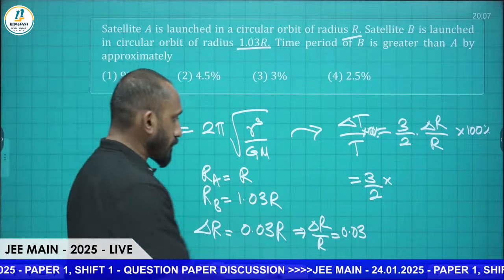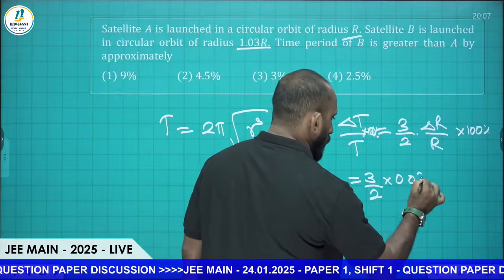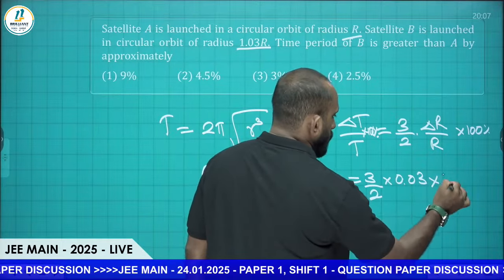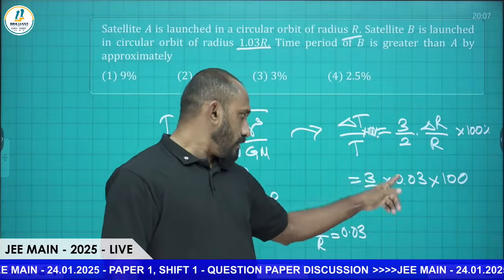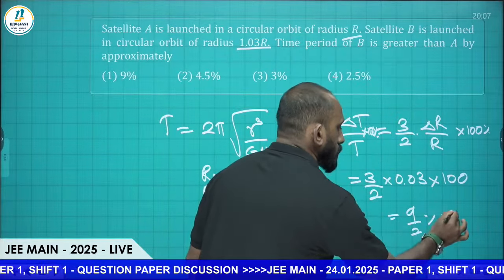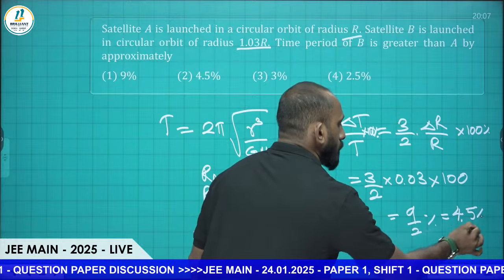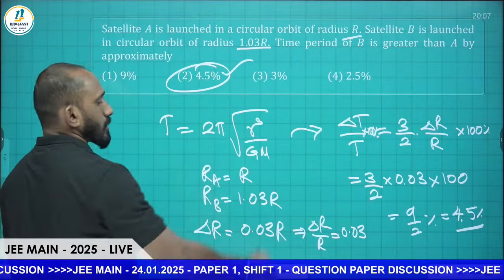So here, this will be equal to delta r by r, 0.03 into 100%. So 0.03 into 100 is 3. 3 into 3 is 9. 9 by 2 is the answer. 9 by 2% is how much? 4.5% is the correct answer. So option 2 is the correct answer.